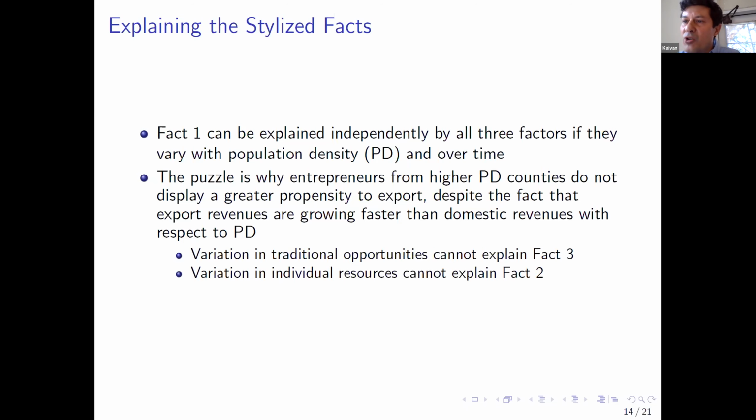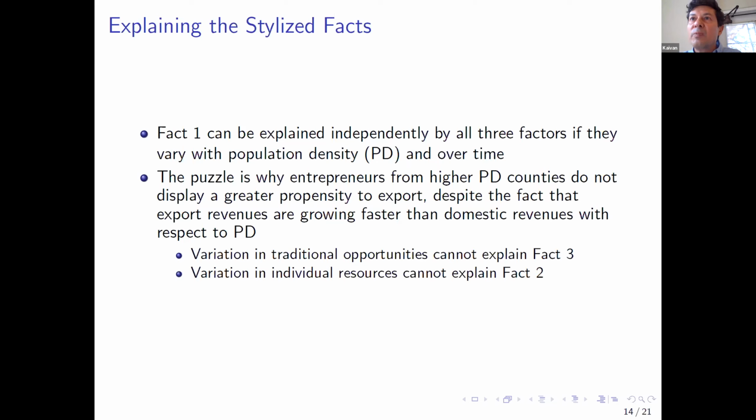Think about origin opportunities. Imagine a world in which higher population density counties actually have worse opportunities in their origin location, perhaps because of population pressures. So what that means in the context of the Roy model is that the ability threshold is going to be lower in higher population density counties. And if this is getting worse and worse over time, that threshold is going to decrease more steeply in higher population density counties as well. And that would increase the number of entrants. And you would get exactly what we observed in the first fact.